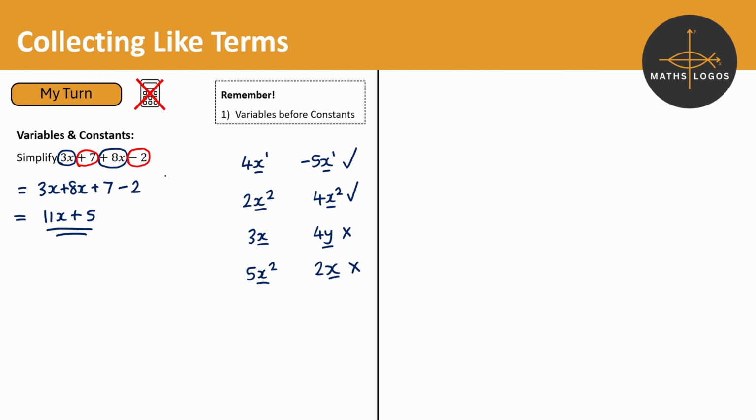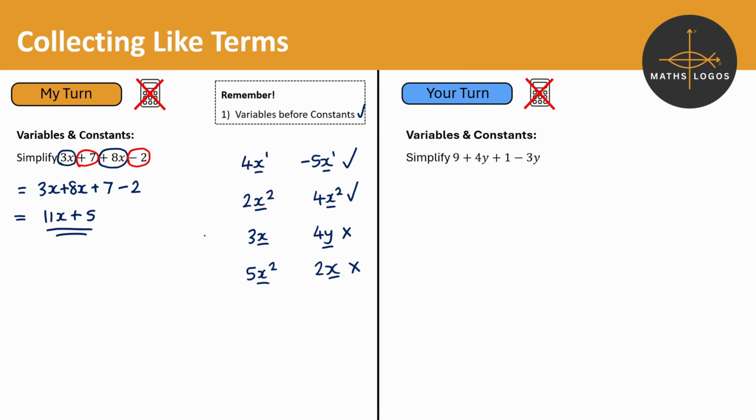And one last thing to draw your attention to is that there are different rules for how we write our algebra. And the first rule we need to remember in this example is that the variables come before the constants. If I look at my answer, my variable, the x here, is before the constant. So I know that I've actually done that rule. So that's okay. But just bear that in mind when you do the next example. Pause the video and give this one a go.